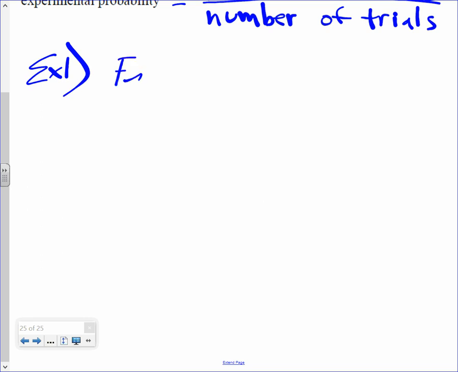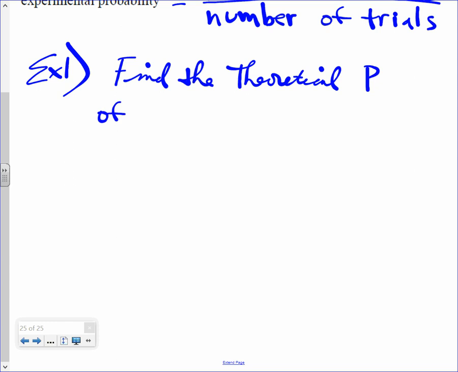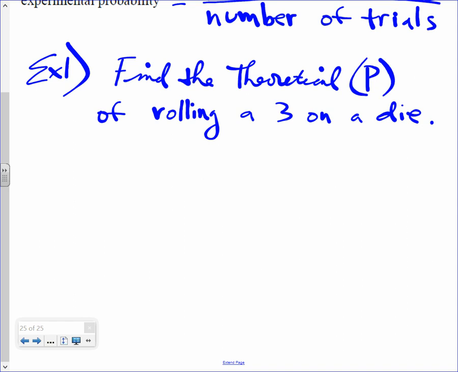Find the theoretical probability of rolling a 3 on a die. I'm going to put P for probability. So when I say P, that just means probability from now on, because we're going to be doing a lot of probability. When you see capital P, that just means probability. Find the theoretical probability of rolling a 3 on a die.